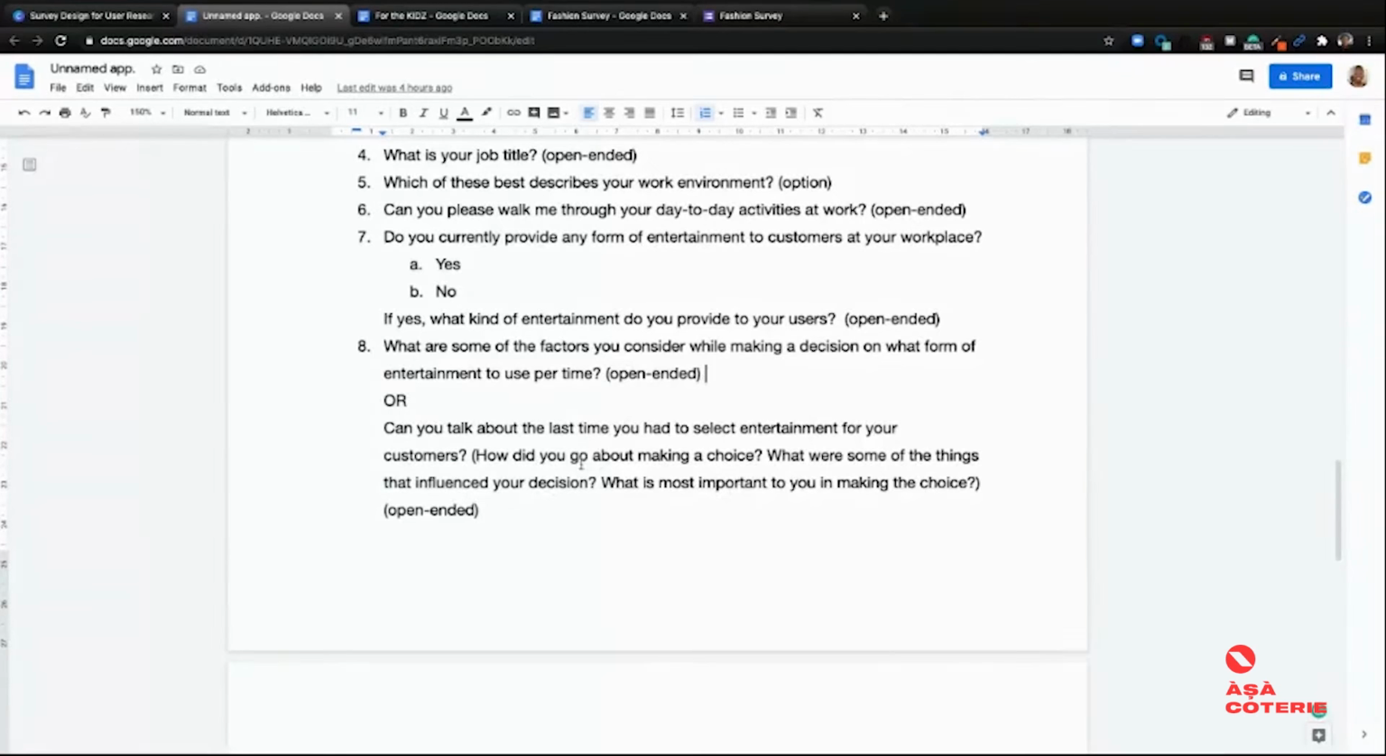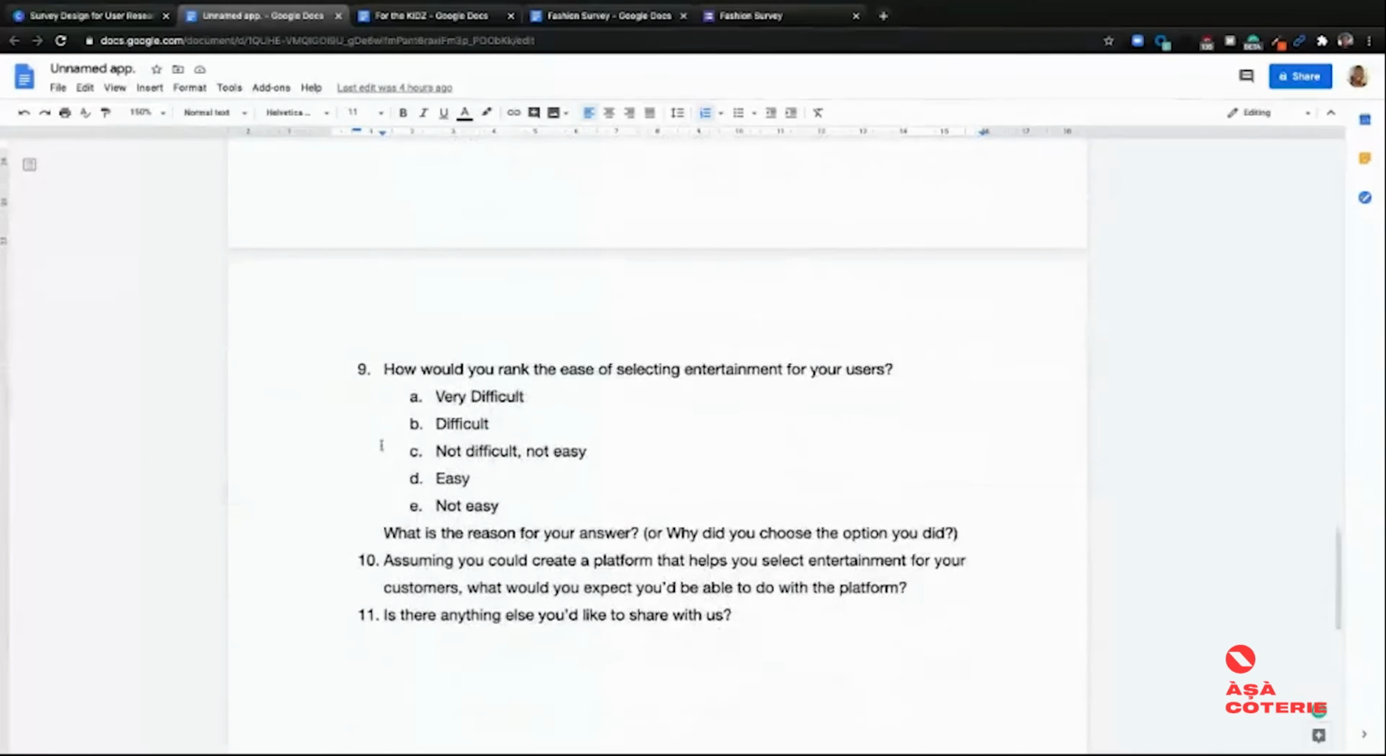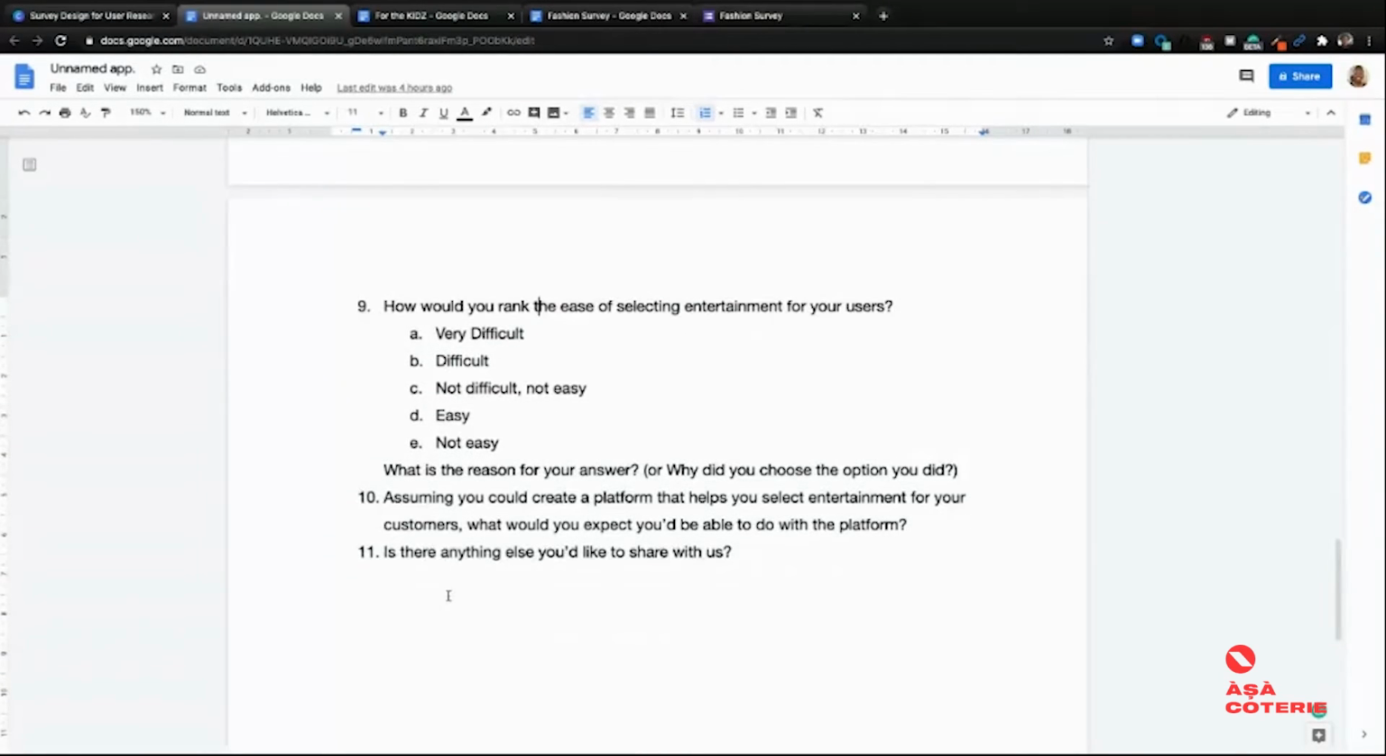But here I'm like, oh, the last time I had to do this, I was trying to figure this out, and then I did this, and then I did this, right? So you're able to really pull on past experiences and get a story. And with stories, you get more context, right? And then how would you rank the ease of selecting entertainment for your users?